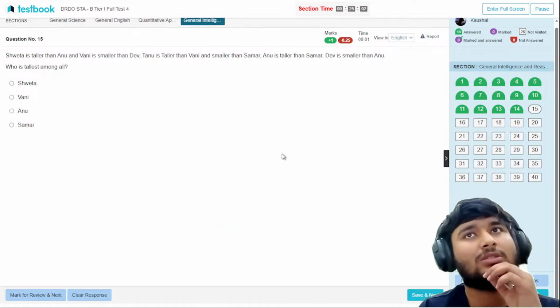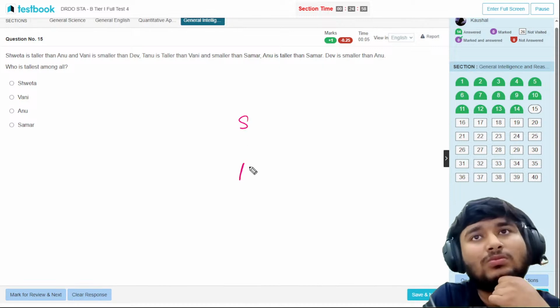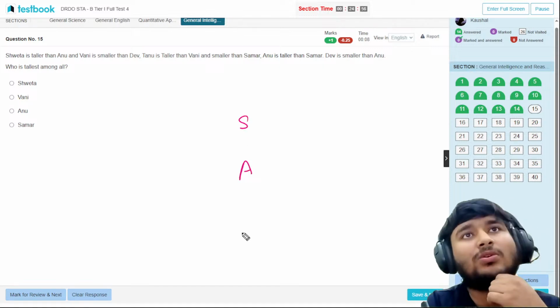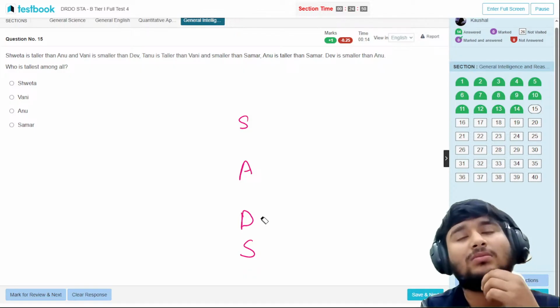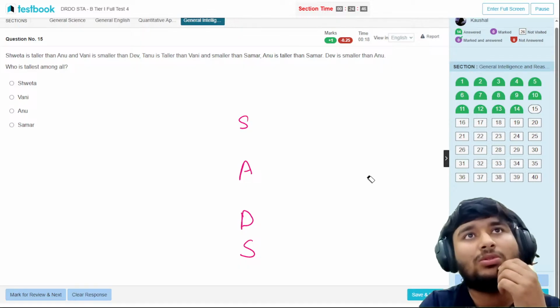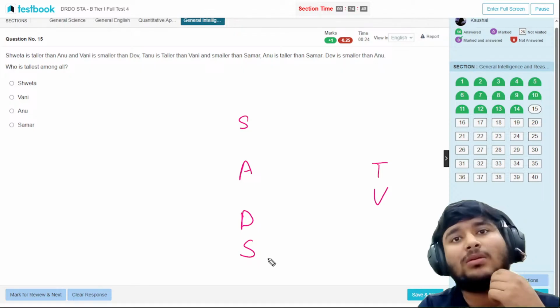Who is the tallest among all? Shweta is taller than Anu and Vani is smaller than Dev. Anu is taller than Vani and smaller than Summer.